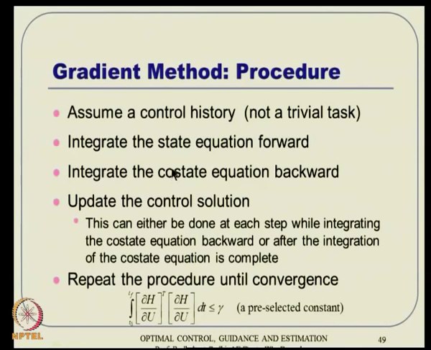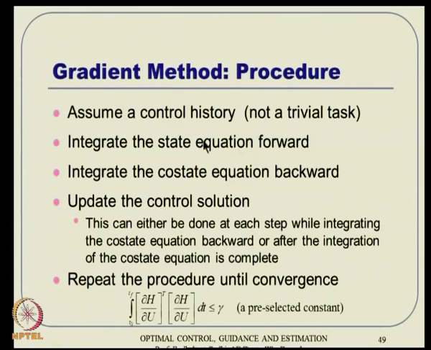So, this is what is summarized here. We assume a control history, which is again not typically trivial. We have to really look at the problem, and then according to the problem, you have to select it judiciously actually. Okay. Then we first, using that control history, integrate the state equation forward. Then at the end, you evaluate the boundary conditions for lambda, and then using that boundary condition, you can integrate the co-state equation backward and update the control solution. This can be done in two ways actually. It can be done either at each step while integrating the co-state equation backward, or after integrating the entire co-state equation from Tf to T0, and then you can update the control history, all the control history from T0 to Tf at one go basically.